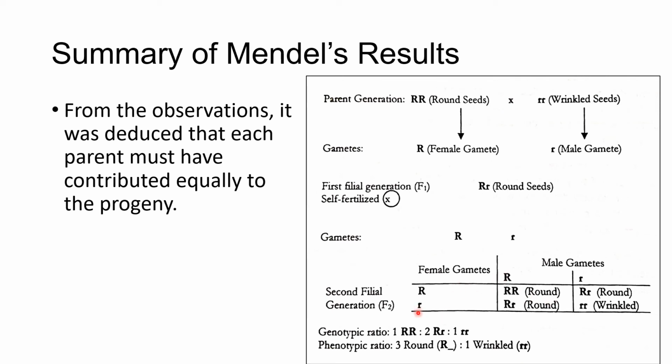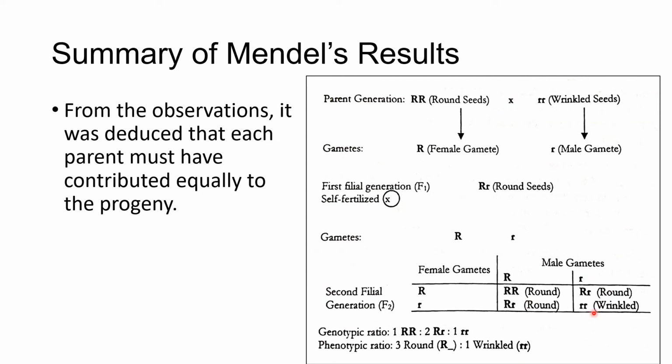Same with the recessive R and dominant R, the one that is expressed is still round, but it is heterozygous. And then the dominant R and the recessive R, what is expressed is still round, but heterozygous. And then the recessive R crossed with the recessive R, what is expressed now is wrinkled, because your cross is two recessives.